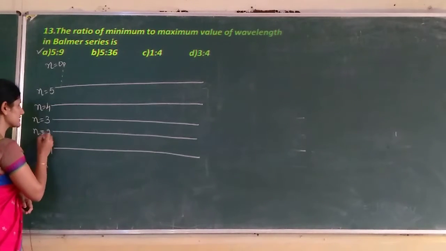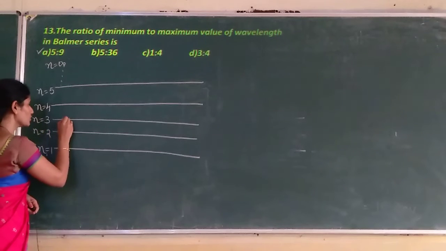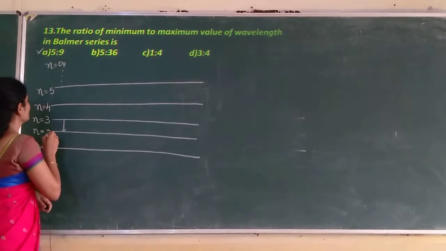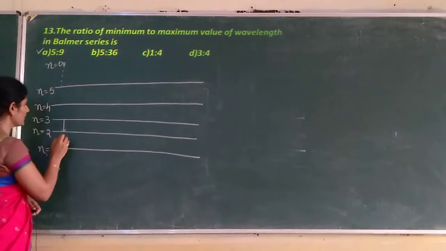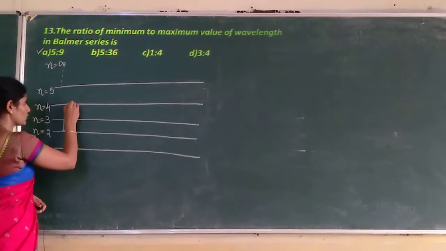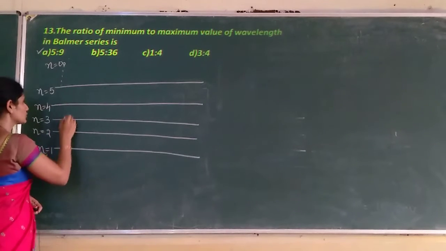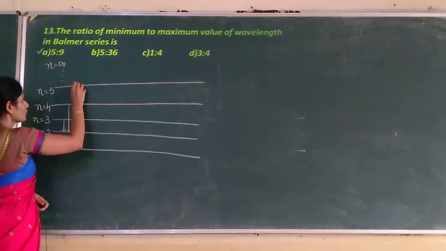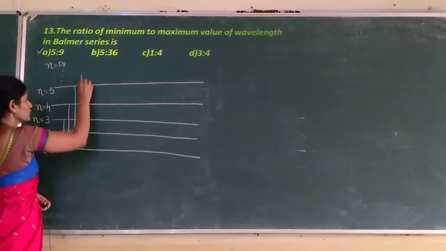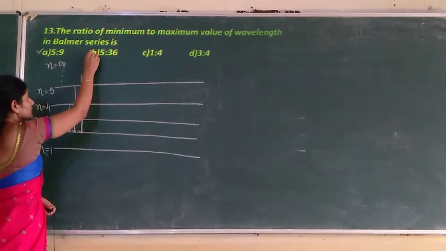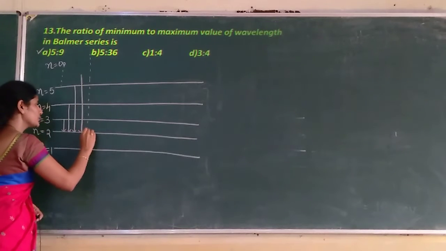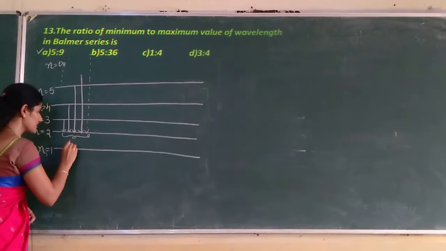For the Balmer series, the landing orbit is n is equal to 2. So all the electrons jump from a higher energy level to the level where n is equal to 2. So 3 to 2, 4 to 2, 5 to 2, 6 to 2, from infinity to 2. This is the Balmer series.